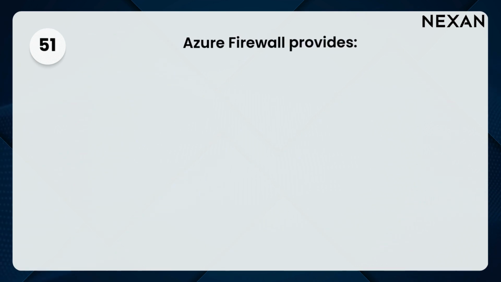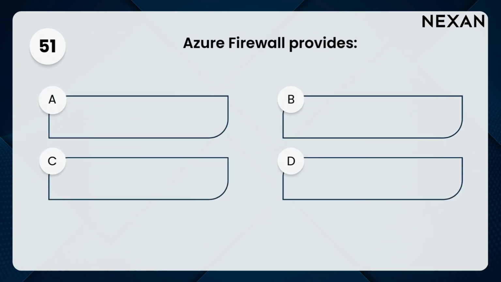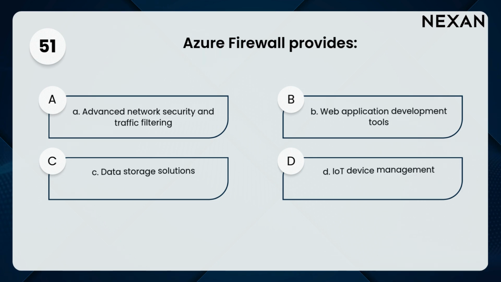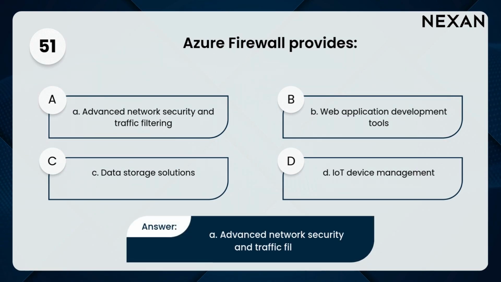51. Azure Service Bus is best described as: A. A messaging service for connecting cloud-based applications, B. A database management service, C. A tool for web application hosting, D. A virtual machine service. Answer: A. A messaging service for connecting cloud-based applications.